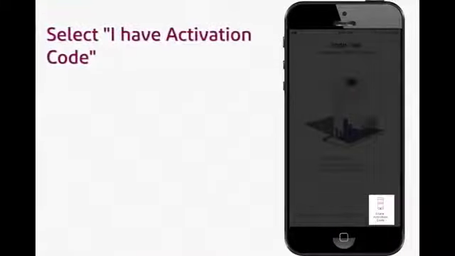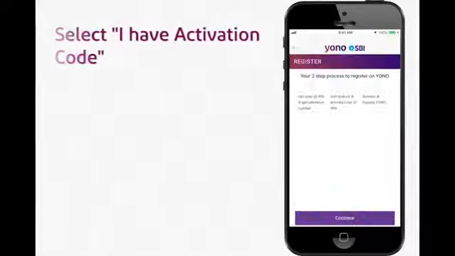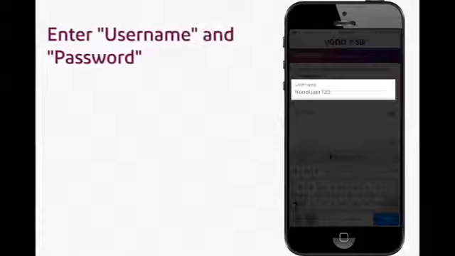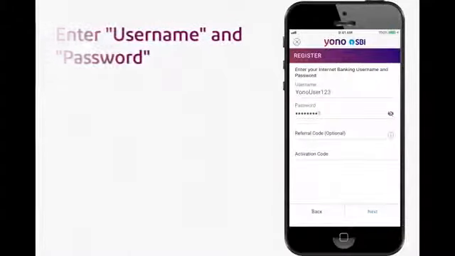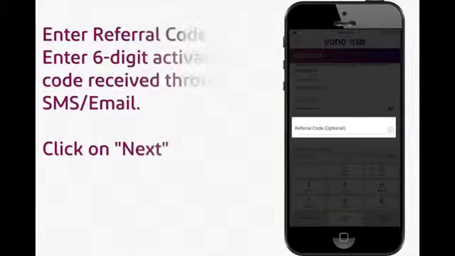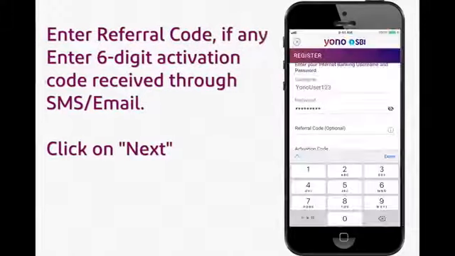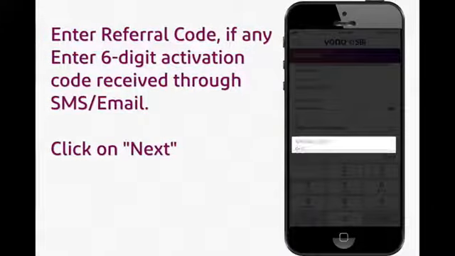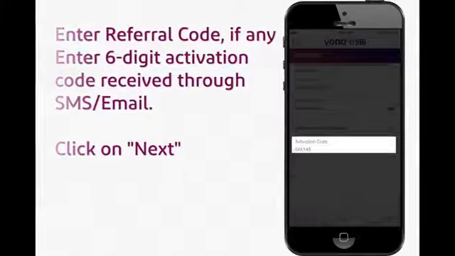In the step 3, open the YONO app and select I have activation code option. Please enter the username and password created by you in the step 1. You may enter referral code of the customer or staff member who have helped you during the registration. Enter the 6-digit activation code received on registered mobile number or email and click on Next.